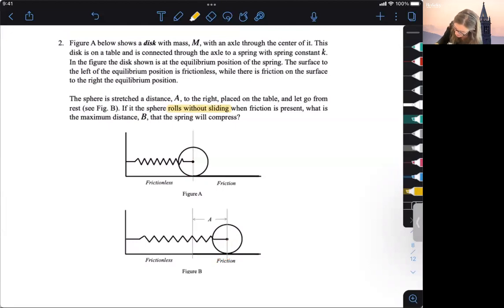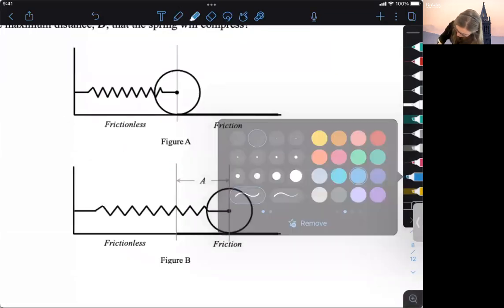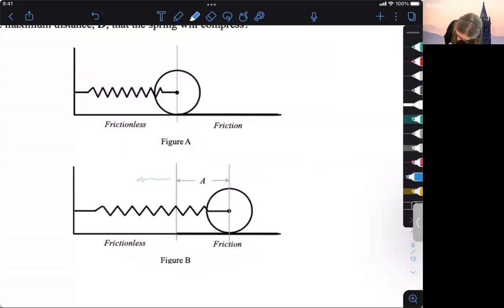So if we stretch it a and then we let it go, we're trying to figure out some maximum distance b at the end where that spring is going to end up being some kind of compression here, right? And so that compression is going to depend on the kinetic energy, right? It's going to depend on how much we're moving it, how much kinetic energy is going to go back and basically smoosh that spring.